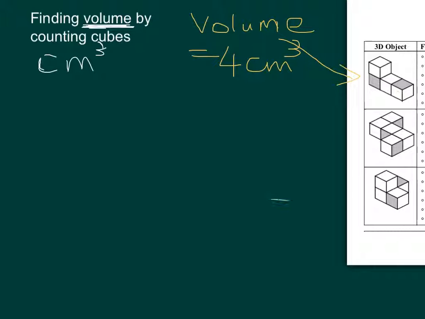And for example, this one here, we can't see the one behind, but we assume that it's an L shape going back. So it's 1, 2, 3, 4. So the volume here will be simply 4 centimetre cubes.